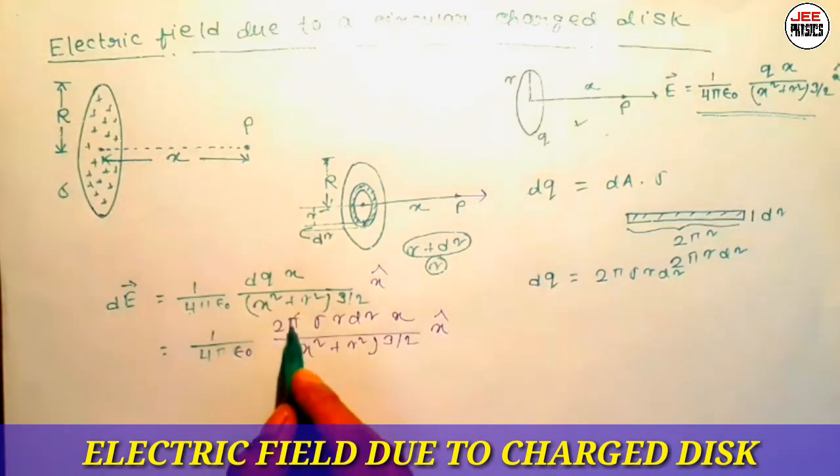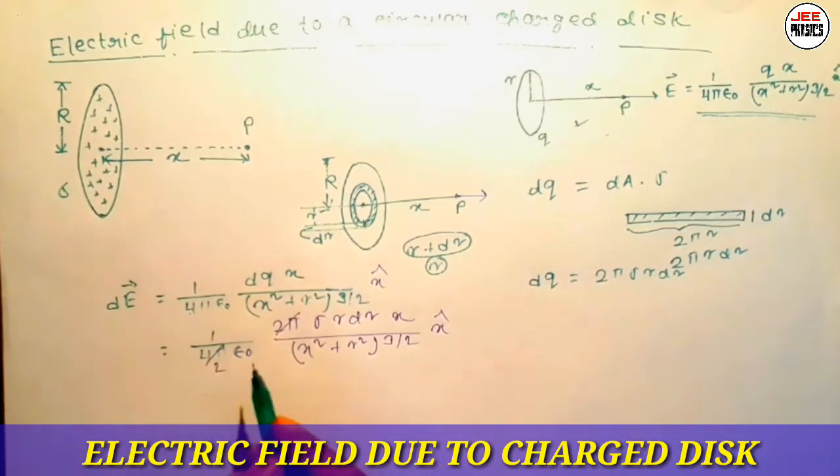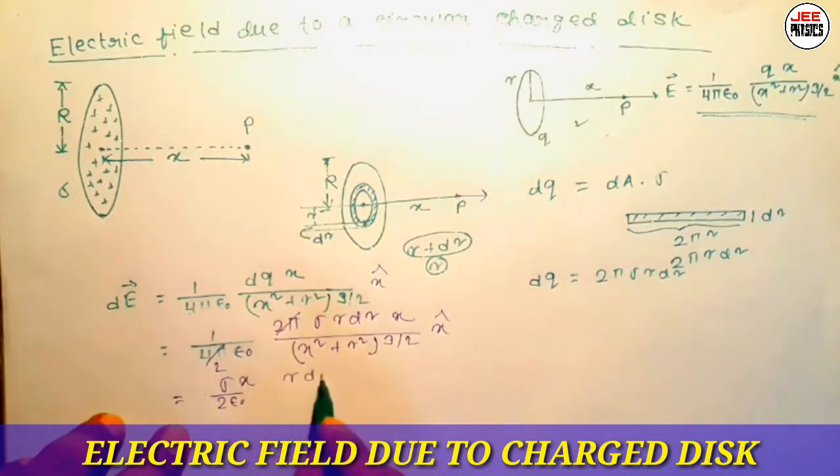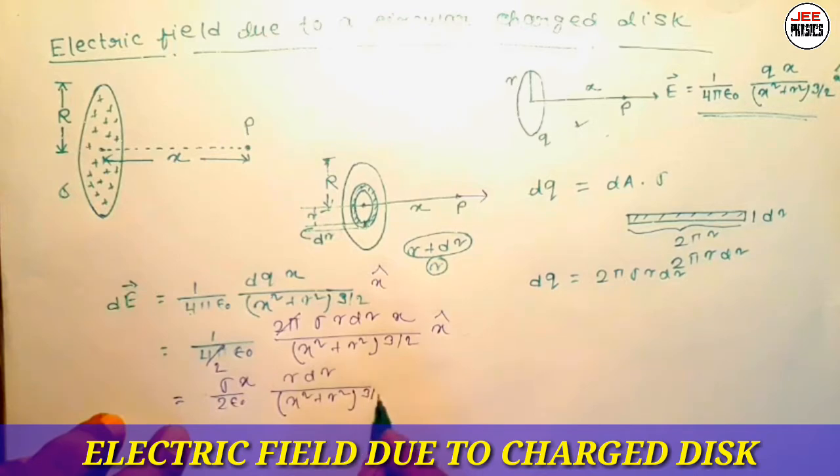Now we have 2 pi and 4 pi will cancel, give 2, so we get here sigma by 2 epsilon naught into x r dr by x square plus r square whole to the power 3 by 2 into x cap.